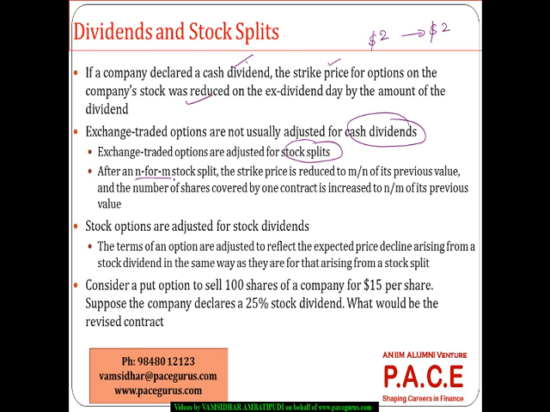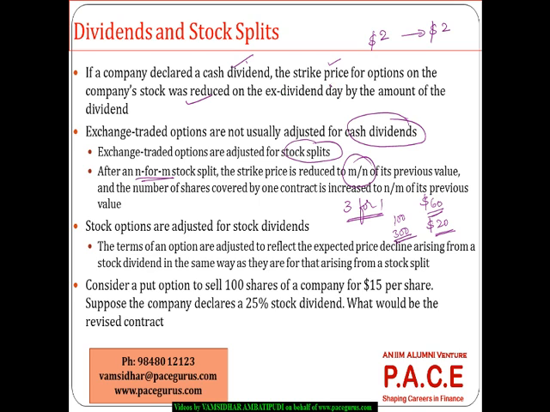Which means if there is an N for M stock split, say 3 for 1, one share being split into 3 shares. Let's say the strike price earlier was 60. Now suddenly it becomes 20 per share. The strike price will become 20, and the number of shares in a contract, earlier if it was 100, now it will become 300. So it's a straightforward adjustment for stock split. For regular cash dividend, you don't find any kind of adjustment on the exchange traded option.